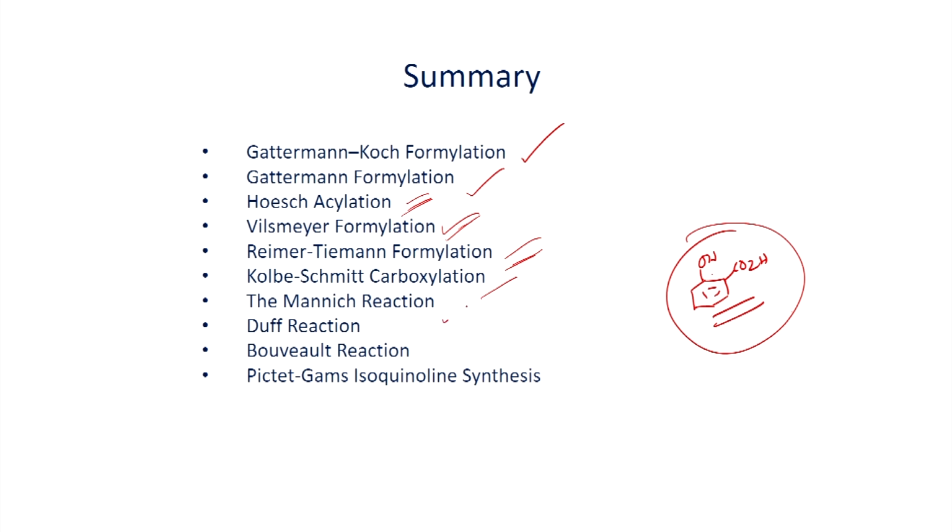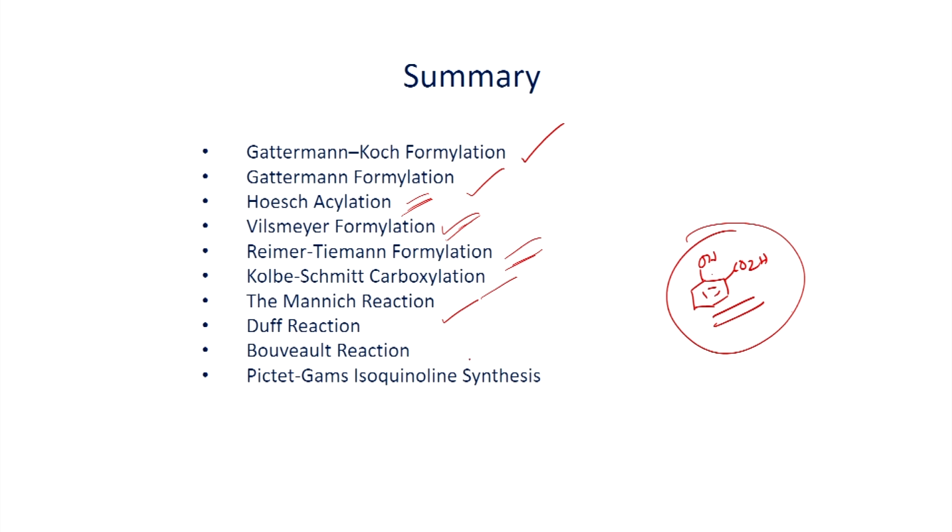Then we have seen the Mannich reaction. Here the formaldehyde undergoes reaction with amine to make the iminium ion, which acts as electrophile, which can readily undergo reaction with the aromatic system. In this way, you will be able to make alkyl amine. You can try to introduce the alkyl amine functional group in the aromatic ring.